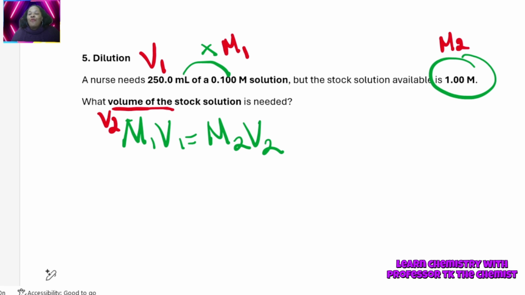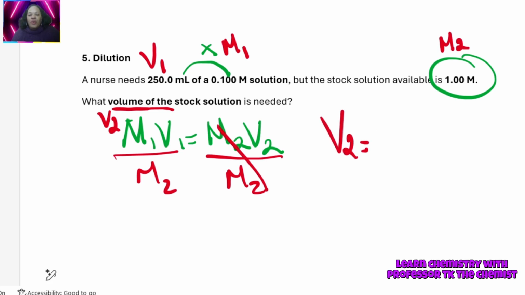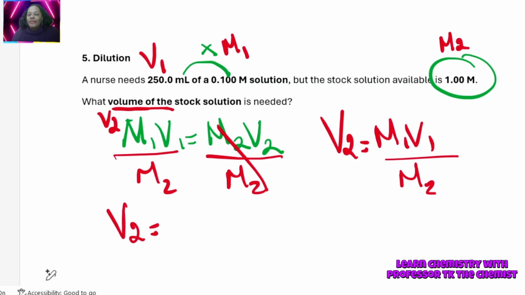So to find the formula for V2, I'm just going to divide both sides by M2. And here's the formula: V2 equals M1 times V1 divided by M2. That's the formula that you're going to use for this problem. The easiest thing, though, is just to multiply those two numbers that go together and divide by 1.00. But in case you didn't see that, I'm just going to go ahead and do it for you.